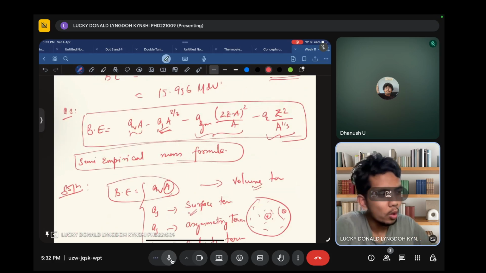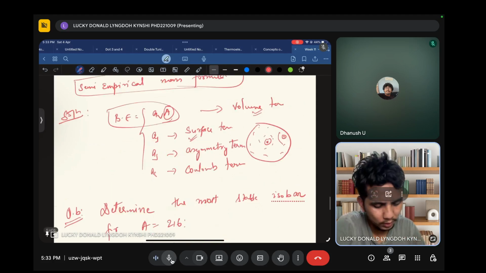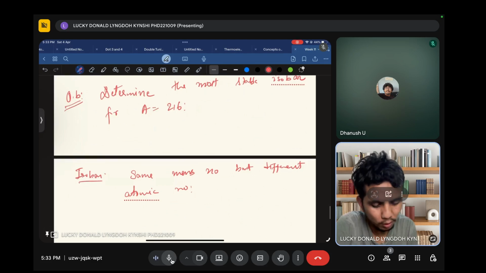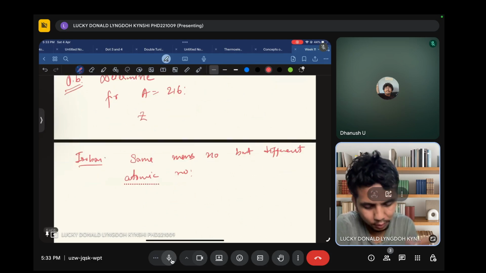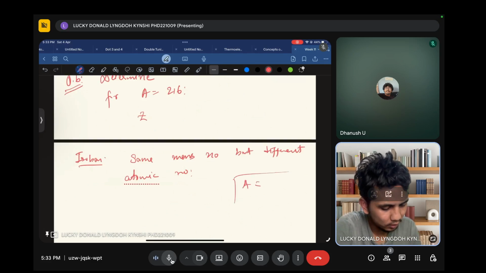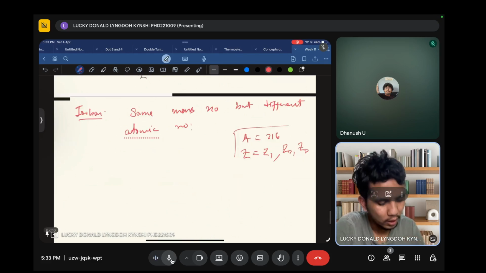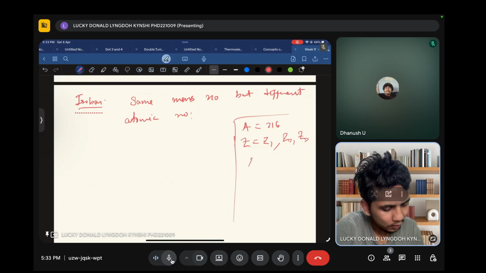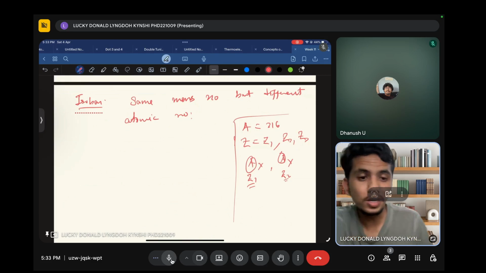You have to find out the most stable isobar, that is the most stable element, for A equal to 216, because elements can exist in many forms. A is the same, A equal to 216, but Z could be some value Z1, or Z2, or Z3. Or I can write A X Z1, A X Z2, where A remains the same but the Z values are different.